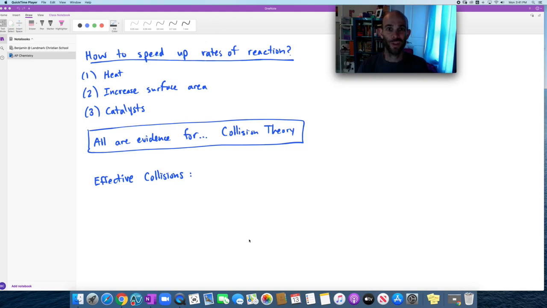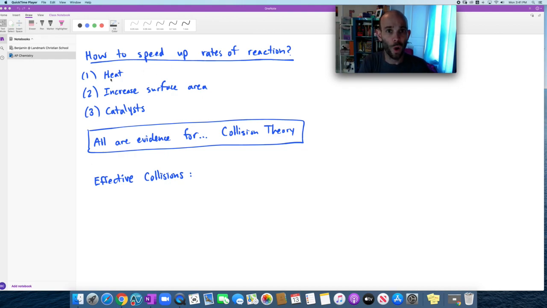Hey guys, in a recent video, we talked about different ways that you can speed up the rate of a reaction. We talked about how heat can speed up a reaction. Reactions tend to go faster at a higher temperature. That's a really hard and fast, good rule of thumb. One that we hadn't talked about is increasing the surface area. I'll explain that in just a moment. That can also increase the rate of a reaction. And the third way, catalysts.